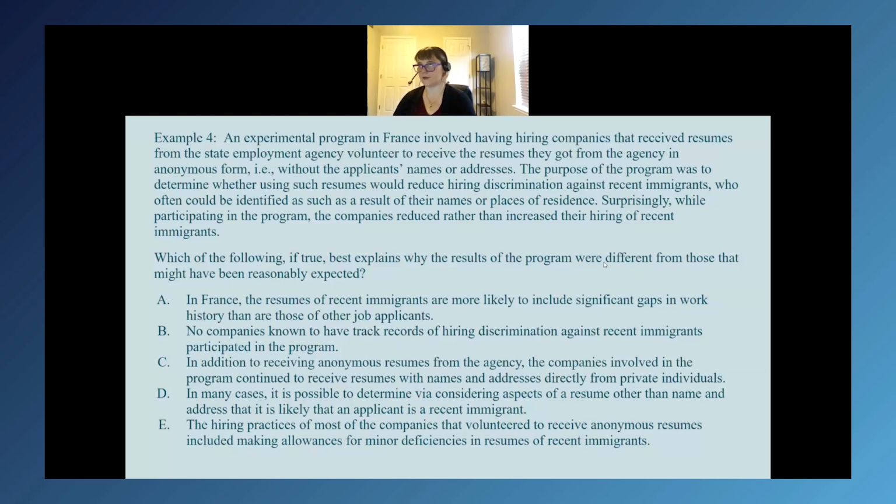So before they got these anonymous resumes, if they saw, for instance, significant gaps in work, but then they saw the name or the address and they realized or assumed that the person was an immigrant, they might have been like, oh, okay, well, that makes sense. But now they're not seeing the name and address, they're just seeing these deficiencies with no context. So when they would have been previously making some allowances for minor deficiencies, they now no longer have the trigger that shows them, hey, we might make allowances for this minor deficiency. And that could resolve the paradox. That could be a reason that hiring of recent immigrants has decreased under the programs.